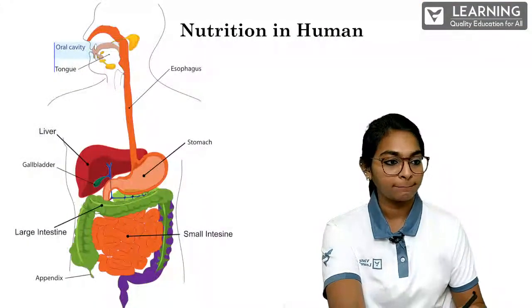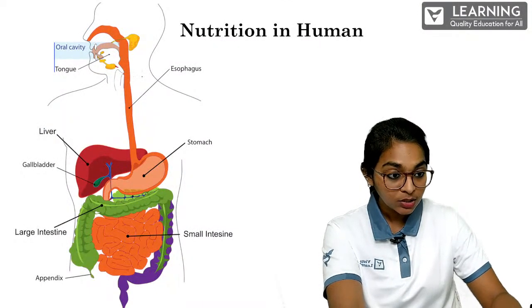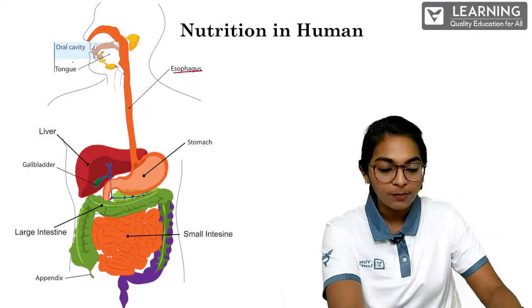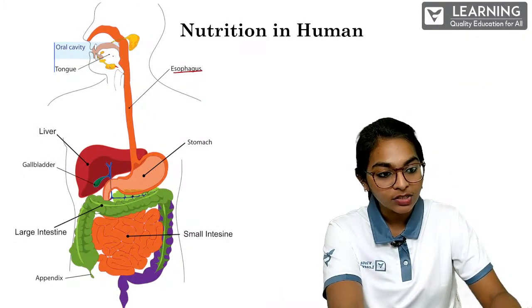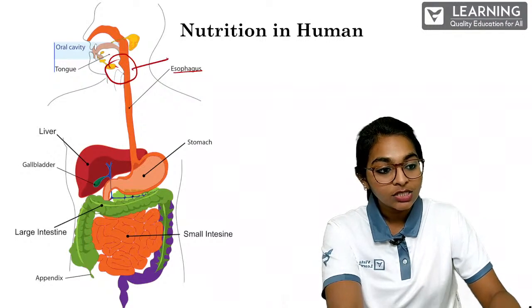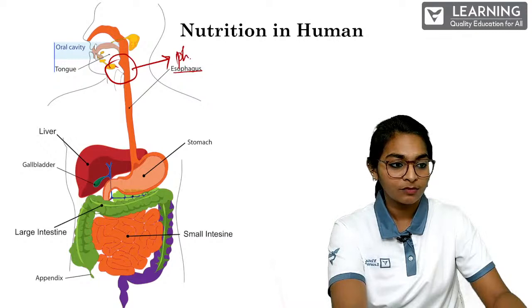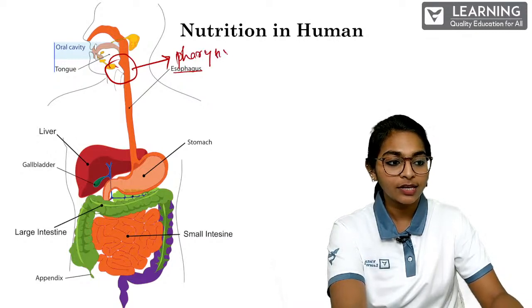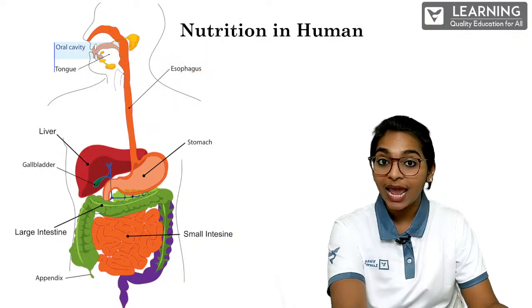Next, the mouth is done. Now let's focus on the esophagus. Before the esophagus, there is a connection between the esophagus and the oral cavity. This particular area is called the pharynx. What is a pharynx? It's a common passage for both wind and food.